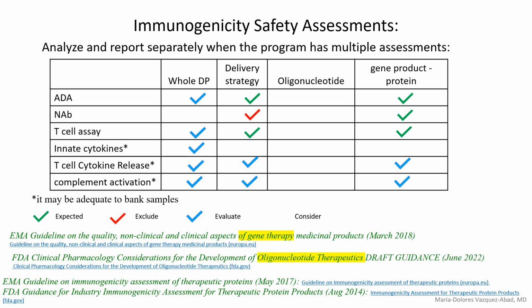Let's add to these assessments my interpretation of what the FDA guidance on oligonucleotide therapeutics is telling us. They do pretty much agree with or align with what I interpreted from the EMA guidelines. Now, they also mentioned some things to consider, so I added another checkpoint, which is the yellow one. So they do say to assess or consider anti-drug antibodies and T-cell assays to the oligonucleotide also.